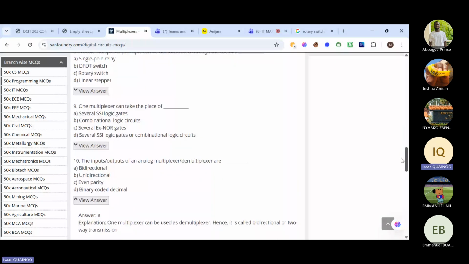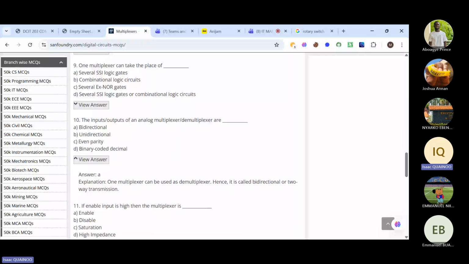Number 9: one multiplexer can take the place of A, several SSI logic gates, B, combinational logic circuit, C, several XNOR gates, and D, several SSI logic gates or combinational logic circuits. So please can someone tell us the answer? The answer is D. Several SSI logic gates or combinational logic circuits.